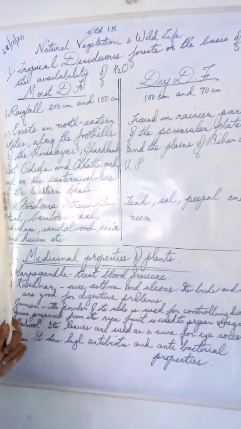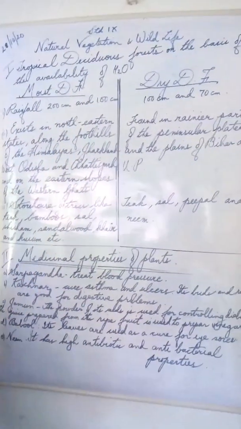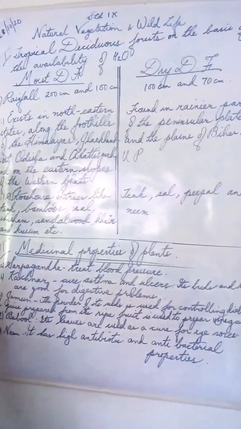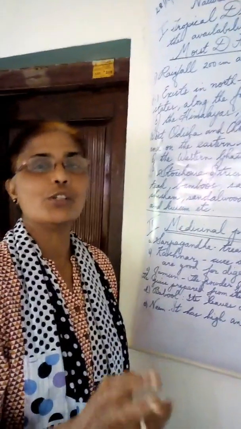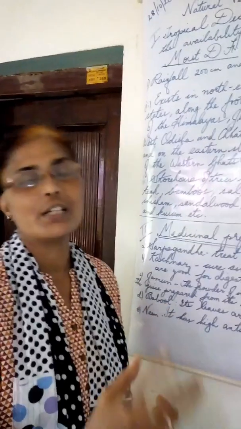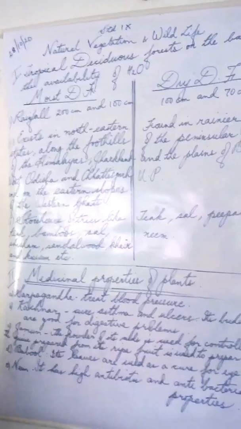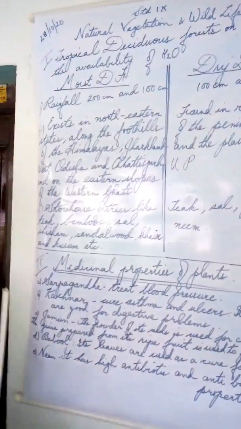Here we are going to see the tropical deciduous forest. On the basis of availability of water, we are categorizing the tropical deciduous forest into two sections. We have wet deciduous forest and dry deciduous forest. Okay, let's go ahead by seeing the difference between the wet deciduous forest and the dry deciduous forest.